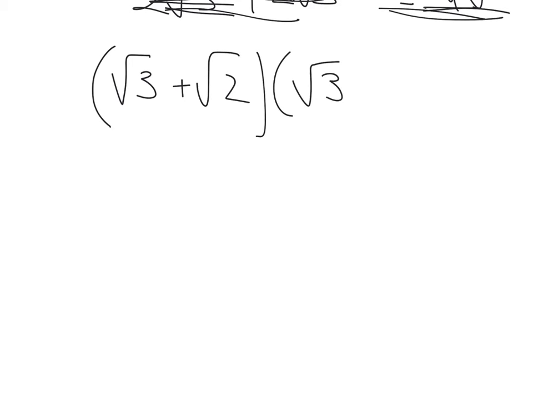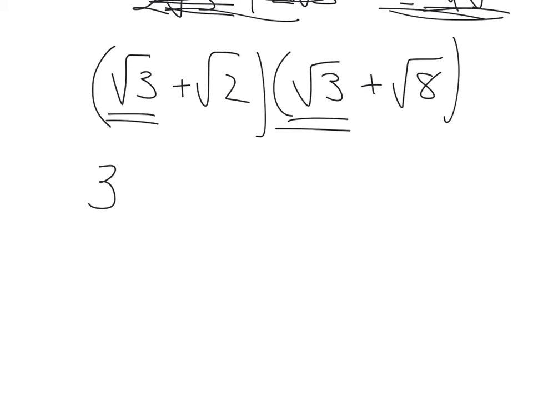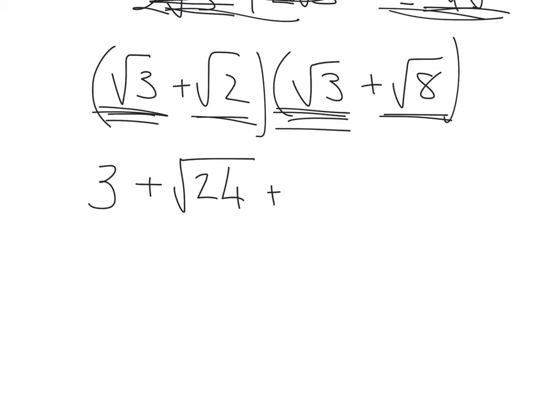Next one, I've got root 3 plus root 2 in a bracket multiplied by root 3 plus root 8 in a bracket. So there's a couple of different ways of proceeding with this, but if I use the FOIL method and multiply together the first, root 3 times root 3 is 3, and then outside root 3 times root 8 is root 3 times 8, that's root 24. Inside root 2 times root 3 will be root 6, and then last root 2 times root 8 will be root 16.